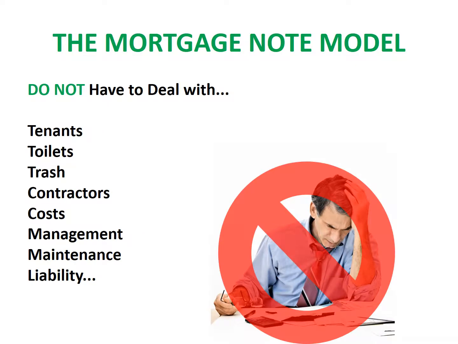Also, in the note business, you do not have to deal with things that landlords ordinarily have to deal with, such as toilets, trash, repairs, maintenance, and liabilities. Since you only own the debt on the property, you do not own the property, and therefore you're not responsible for the issues that are usually attached to managing a physical property. Also, as a lender, you have the ability to buy force-placed lender insurance that protects you as the lender in case the collateral, the house, burns down or is damaged in any way.